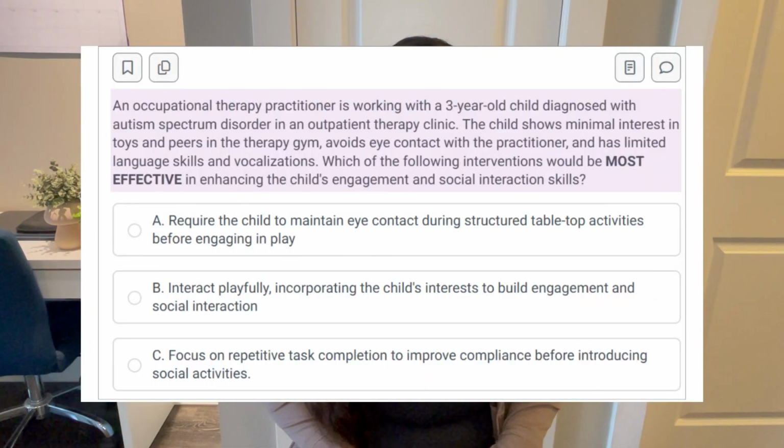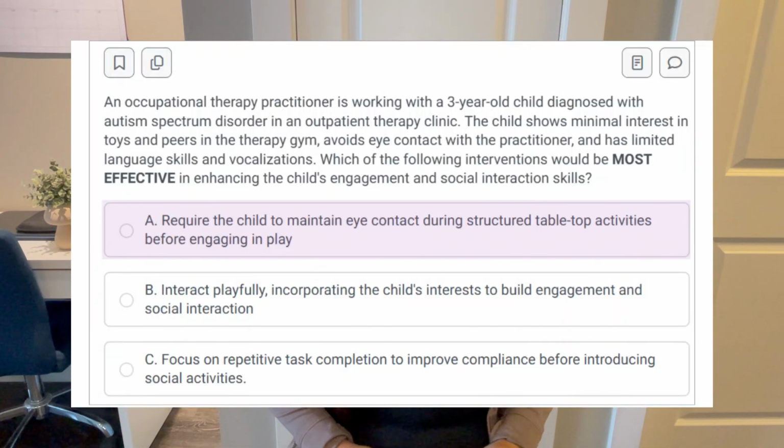An OT practitioner is working with a 3-year-old child diagnosed with autism spectrum disorder in an outpatient therapy clinic. The child shows minimal interest in toys and peers in the therapy gym, avoids eye contact with the practitioner, and has limited language skills and vocalizations. Which of the following interventions would be most effective in enhancing the child's engagement and social interaction skills?